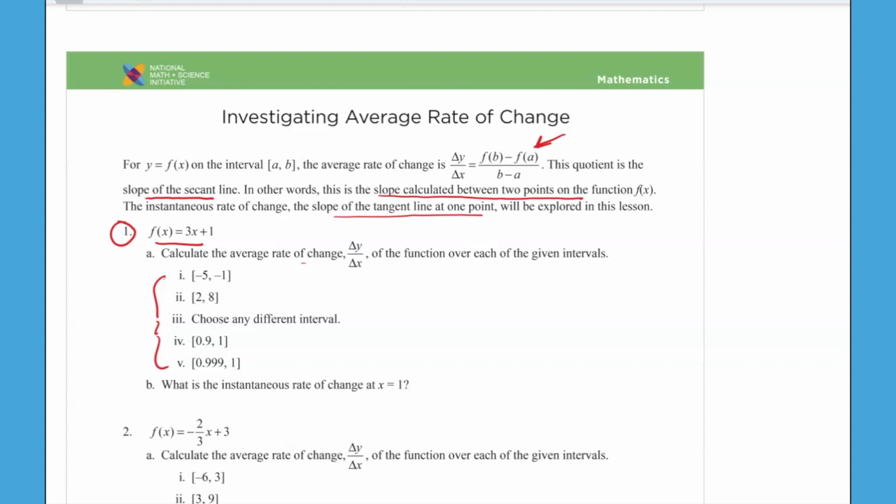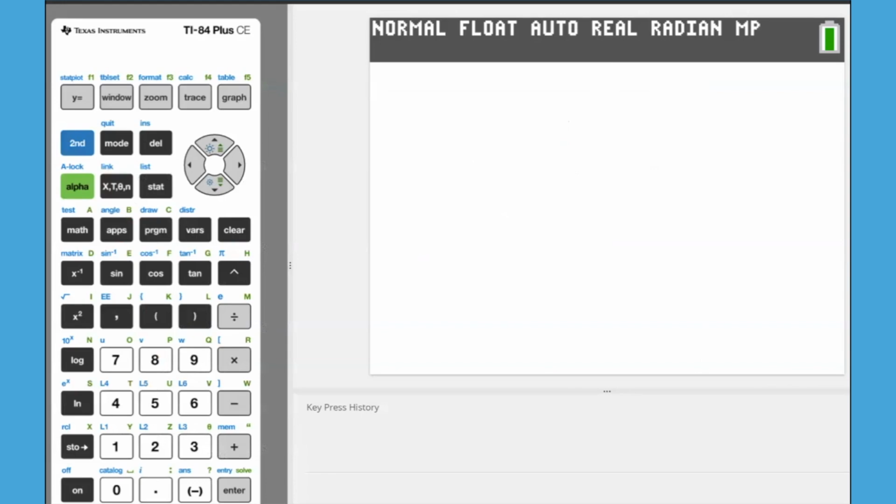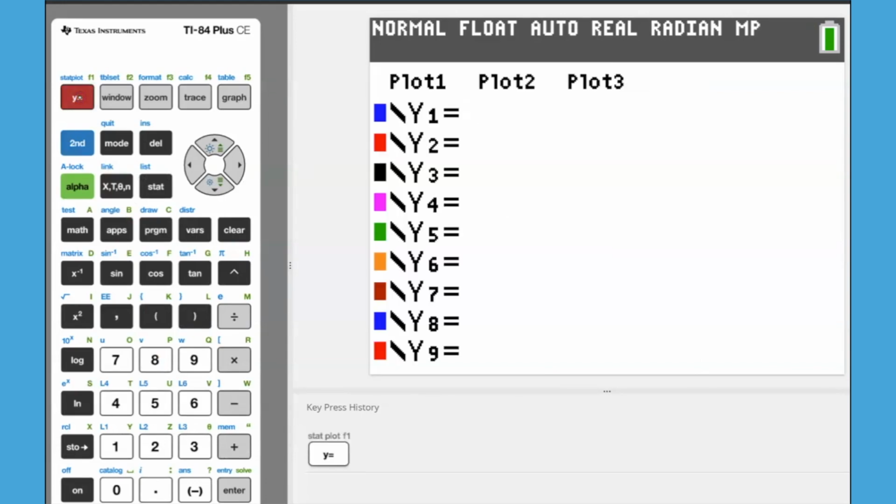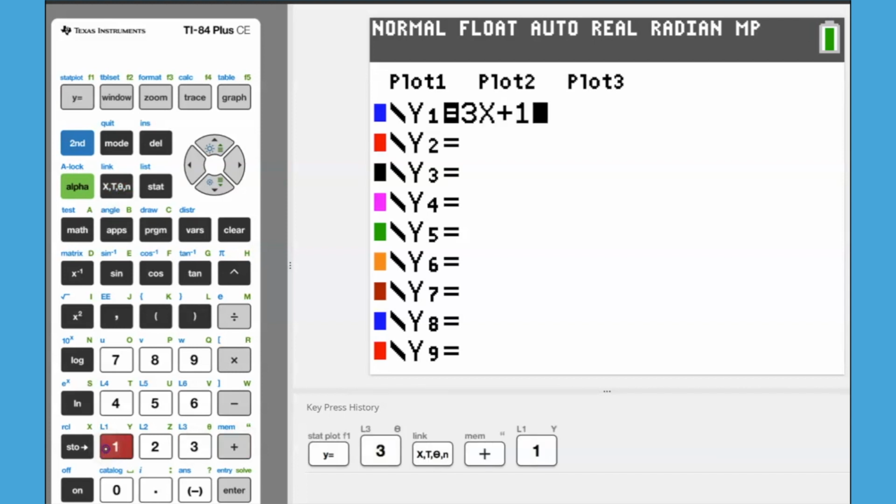So rather than spend all of the time that it would take to do all that work by hand, we're going to use our calculator, and I want to show you a couple of tricks about how to do that. I'm going to remember that my equation is 3x plus 1. I'm going to go to my calculator and go to my y equals, and put in 3x plus 1, which is the equation that we were just looking at.